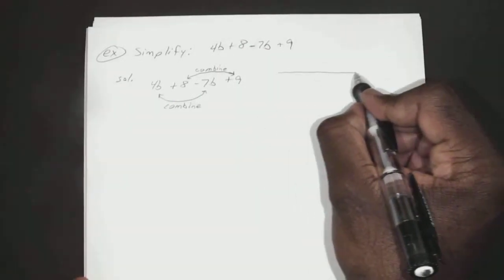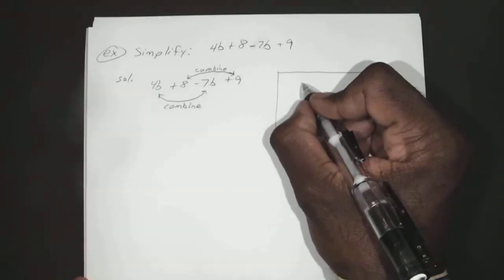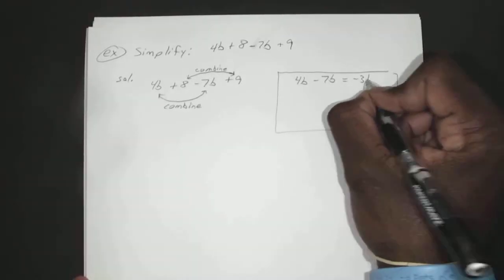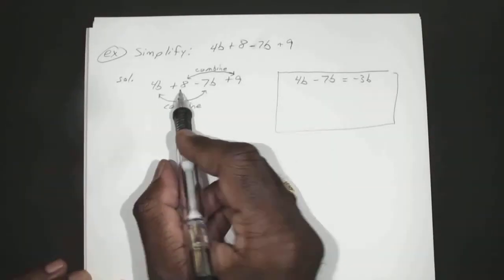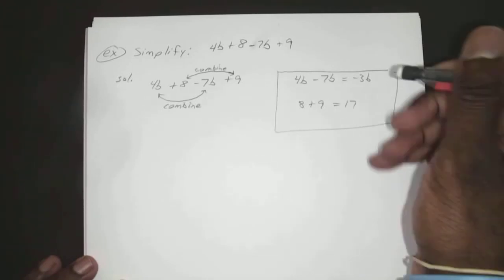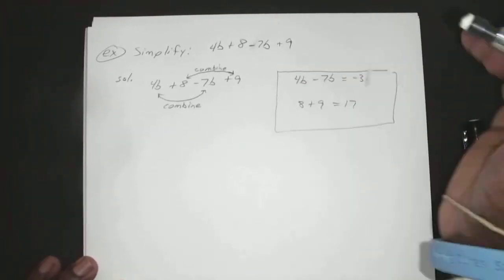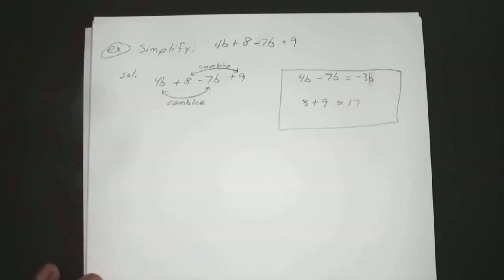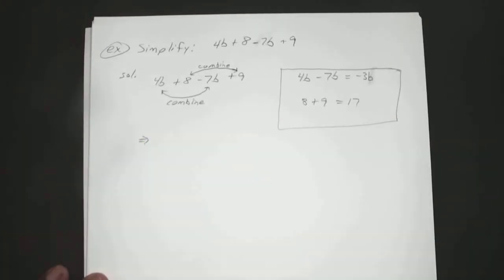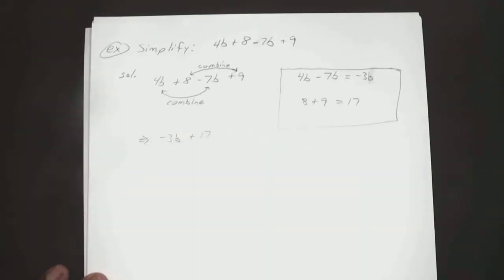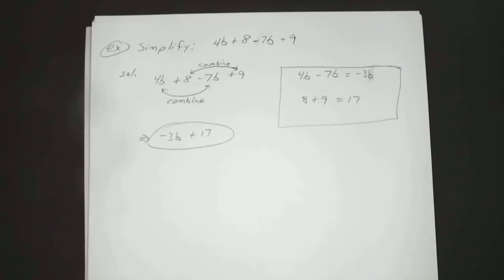Okay, so just a little side note. 4b minus 7b is negative 3b. And 8 plus 9 is 17. That b looks a little too much like a 6, so let me clean that up a little bit. There we go. So that means you would have negative 3b plus 17. All right, so any questions on that one?